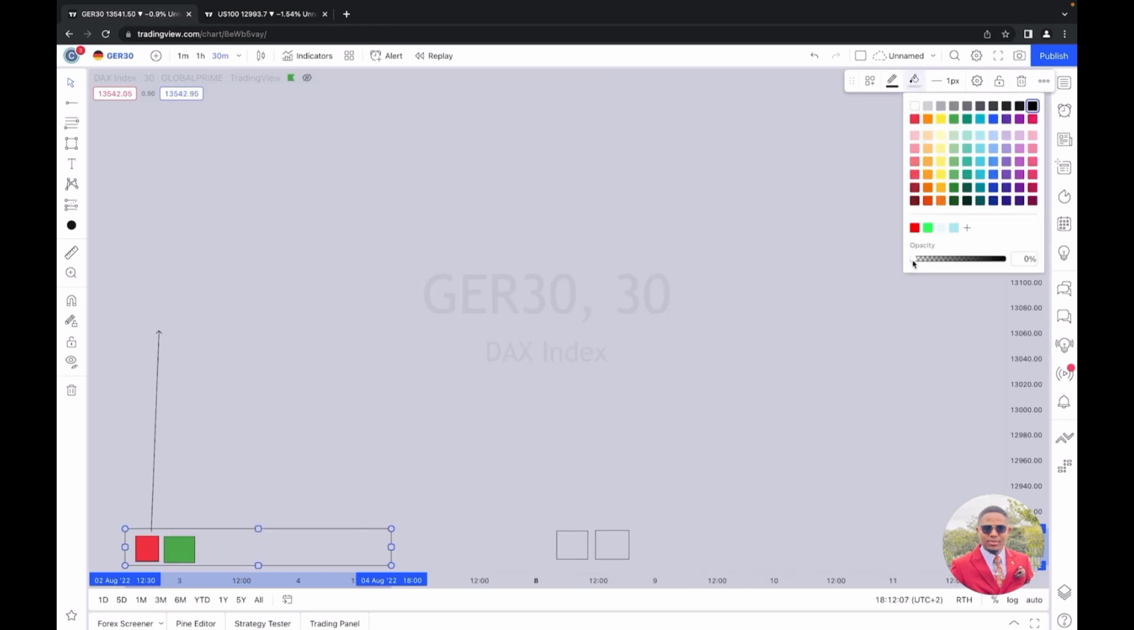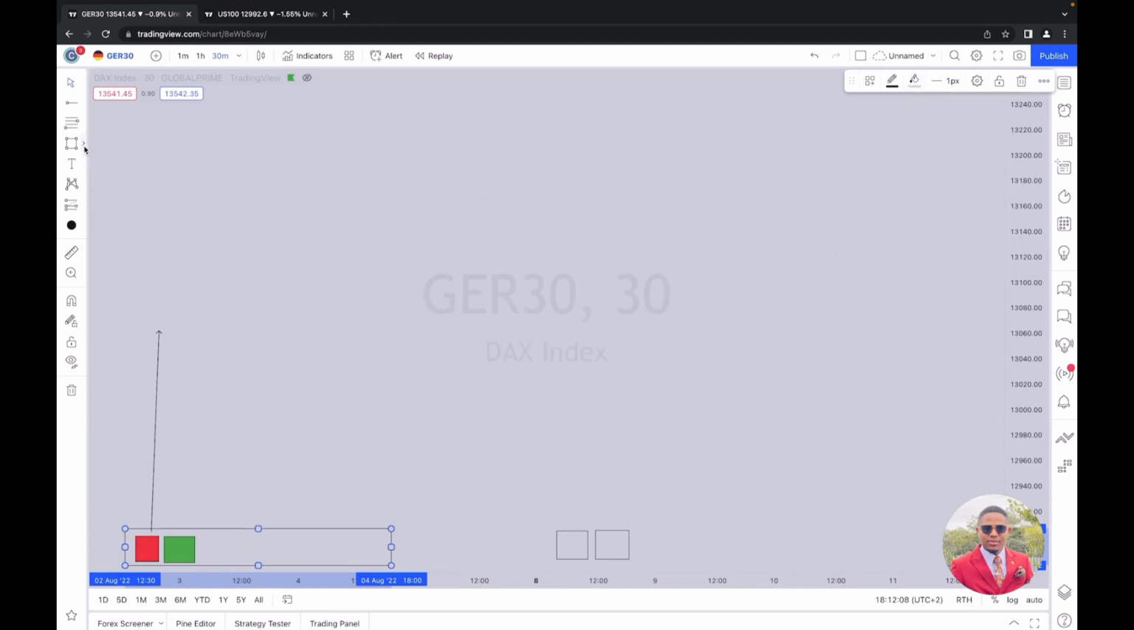Just trying to show you real quick. Then here what happens, like I said, is that price is going to come here. Then here it's going to hit straight. Then price is going to go up like this.